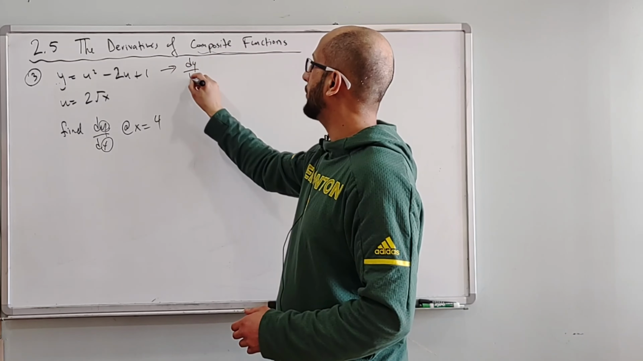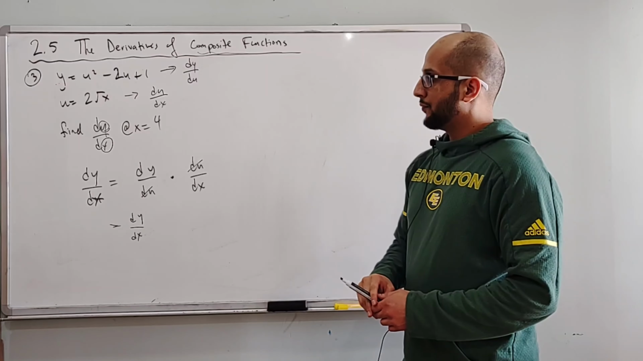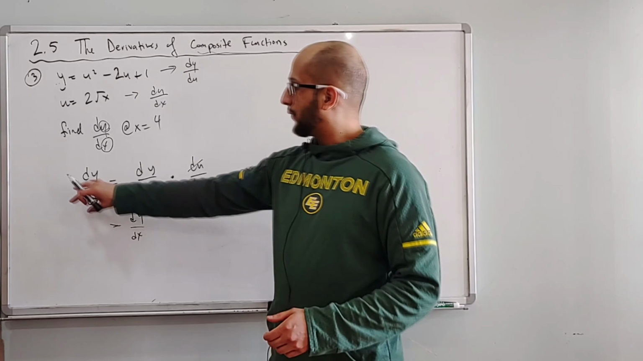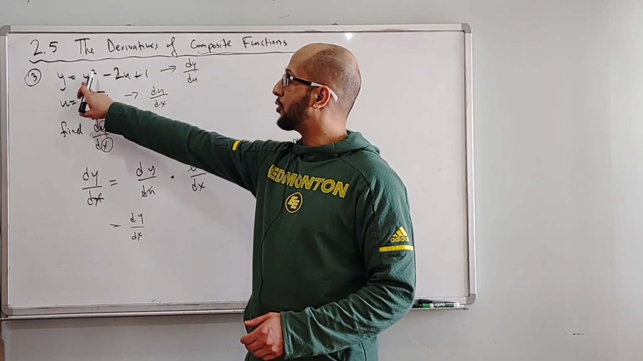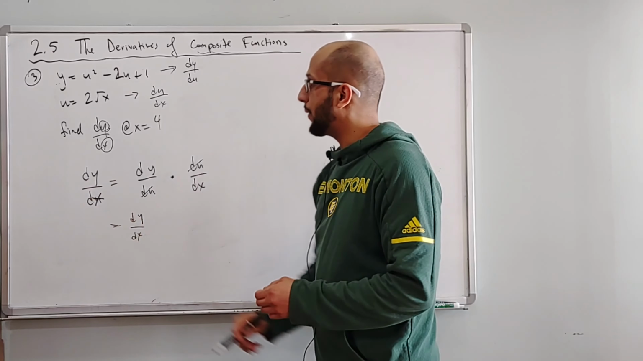We need to find dy over dx using dy over du and du over dx. If we use what we know about algebra and working with fractions, if we multiply these two, the du and the du will cancel out, and we'll be left with dy over dx. So what's the simple solution here? To find dy over dx, we can find the derivative of y, find the derivative of u, and multiply them together, and that should give us dy over dx.